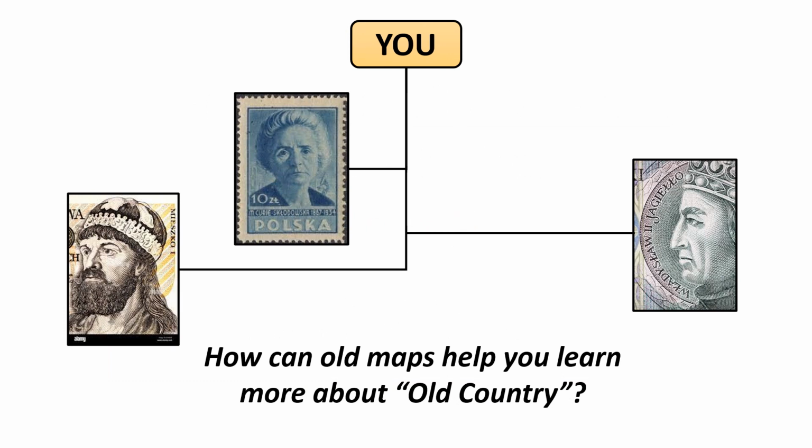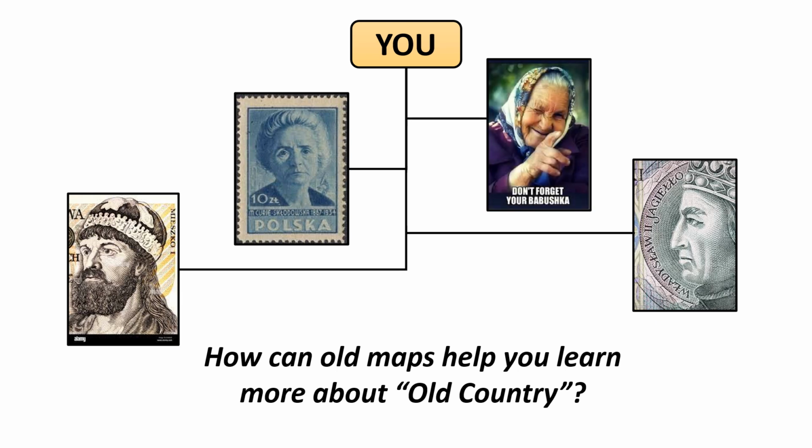As mentioned in part 1 of this set of videos, once we have established our line of ancestors back to Mieszko, it's nice to actually learn something about where our ancestors came from and how they lived. This video focuses on how maps, and especially old maps, can tell us something about Babcia's old country.